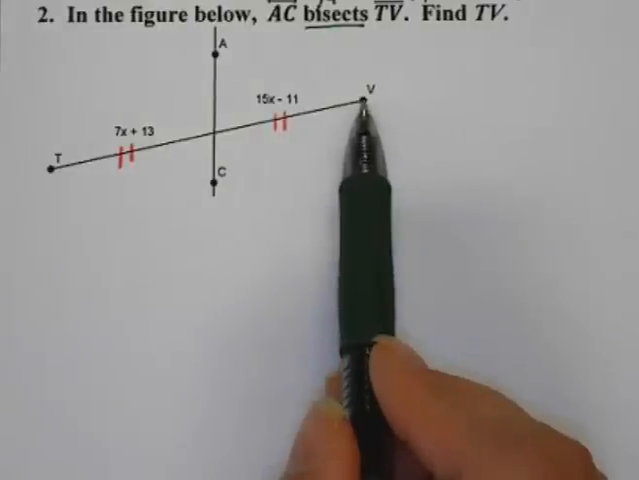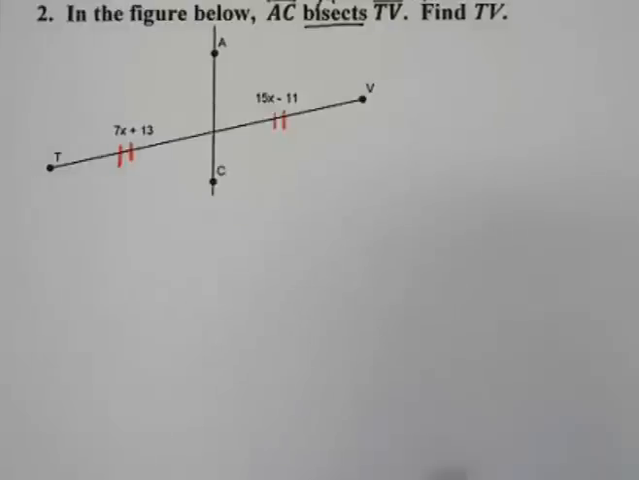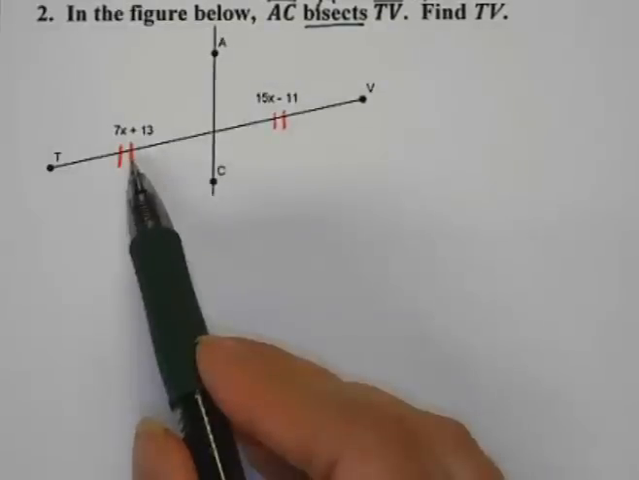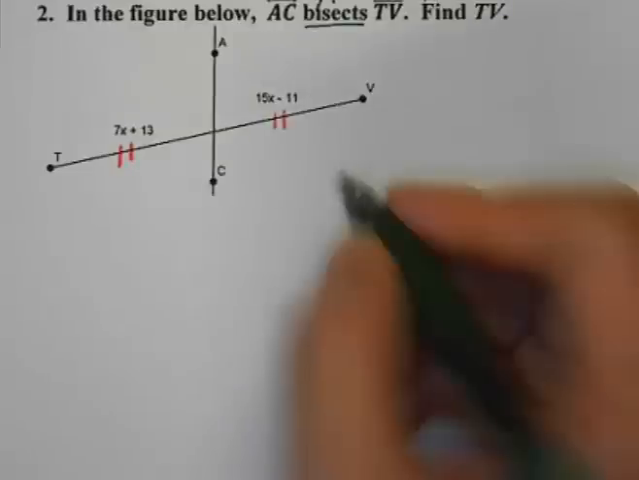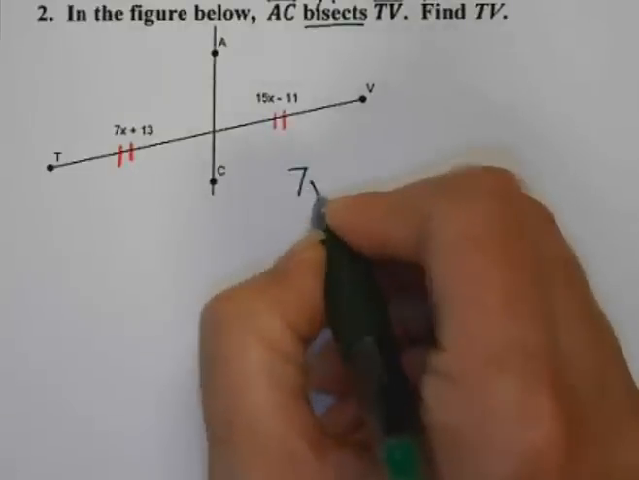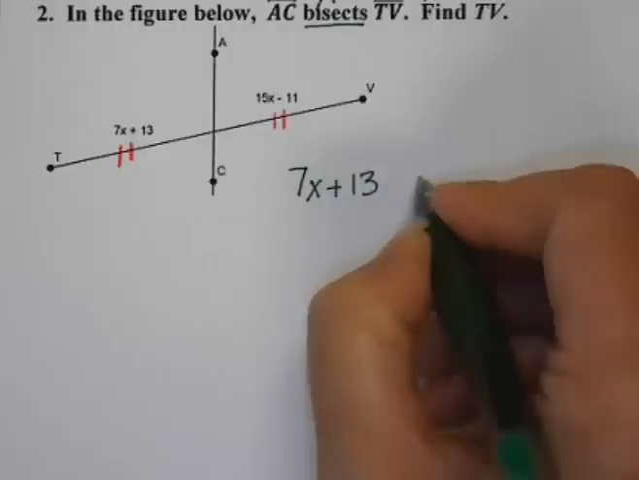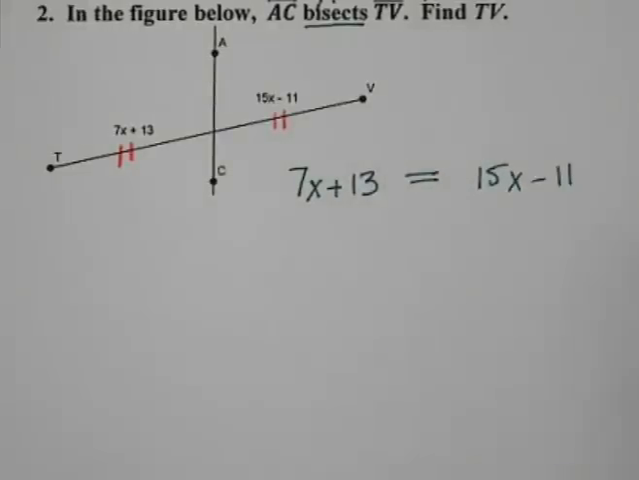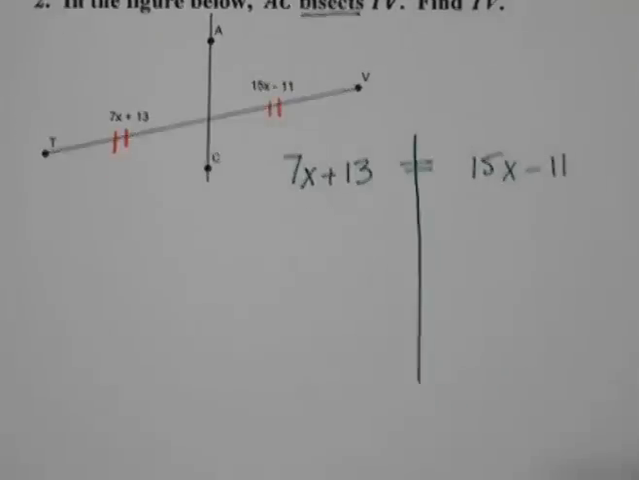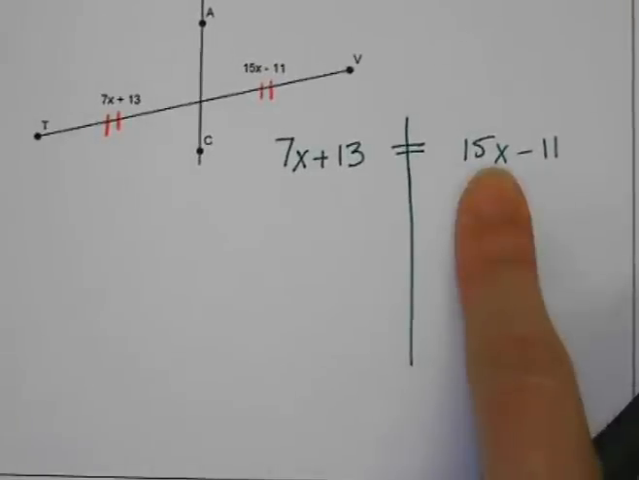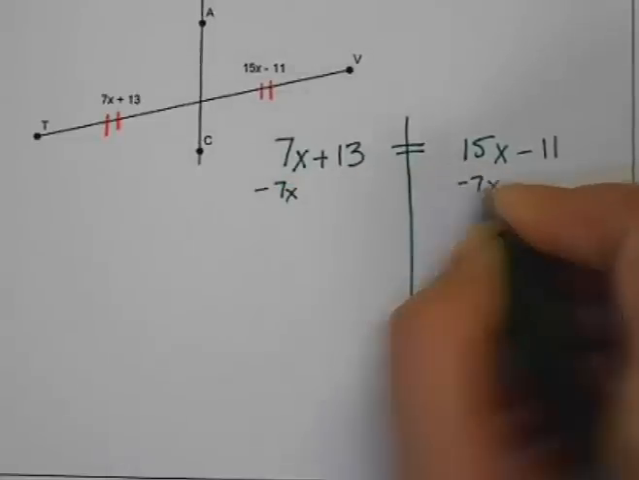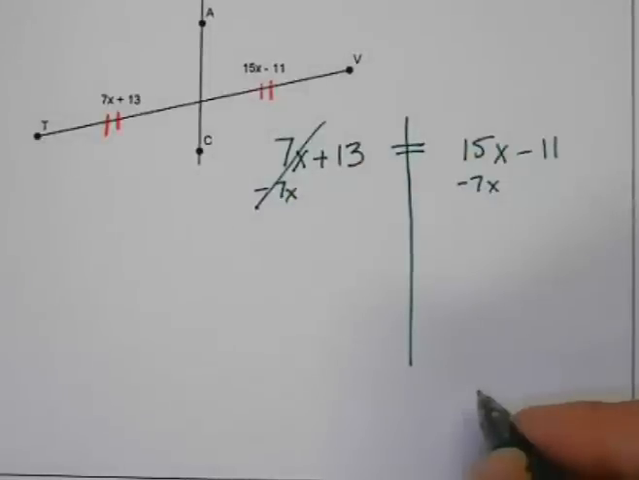We're not going to be able to do that without figuring out some x values. So I'm going to use this relationship that these two pieces are equal, and I'm going to set them equal in an equation. I'm going to say that the 7x plus 13 segment is equal to the 15x minus 11 segment. And then my job is to find the value of that x. I notice that most of my x's are already here on the left side, so I'm going to keep them there. And let me take these 7x's and take them away from both sides so that they cancel off of this side.